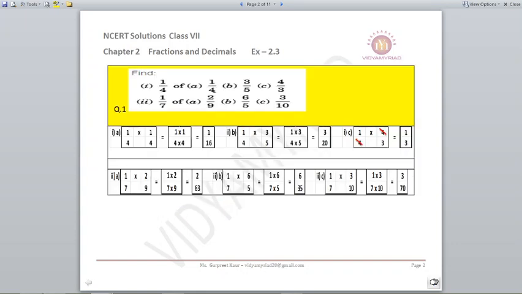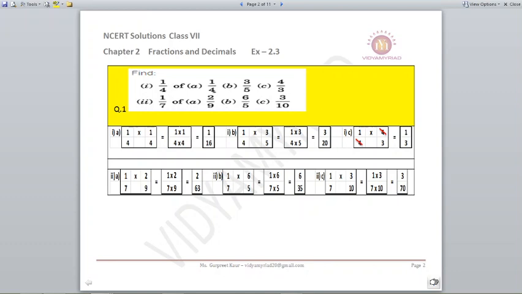Now here you are given two questions, 1 by 4 of 1 by 4, 3 by 5, 4 by 3. You should know "of" means multiply. So just multiply 1 by 4 multiplied by 1 by 4 gives you 1 upon 4 into 4 is 16. That's your answer. Then 1 by 4 multiplied by 3 by 5. So 1 into 3, 3, 4 into 5, 20. 1 by 4 into 4 by 3. So if you see there is 4 in the numerator, 4 in the denominator, I can cancel it. So my answer comes to 1 by 3.